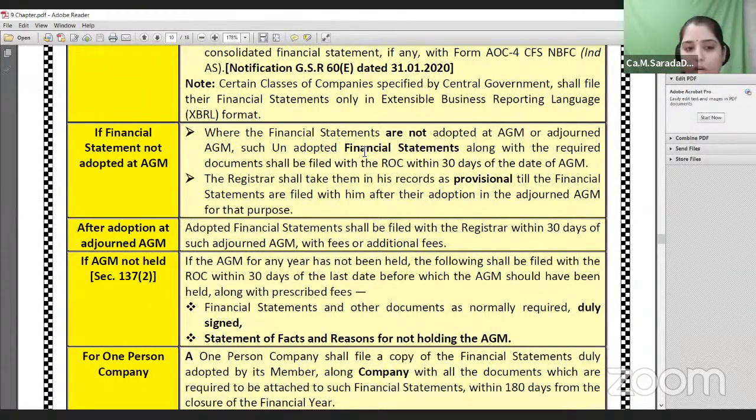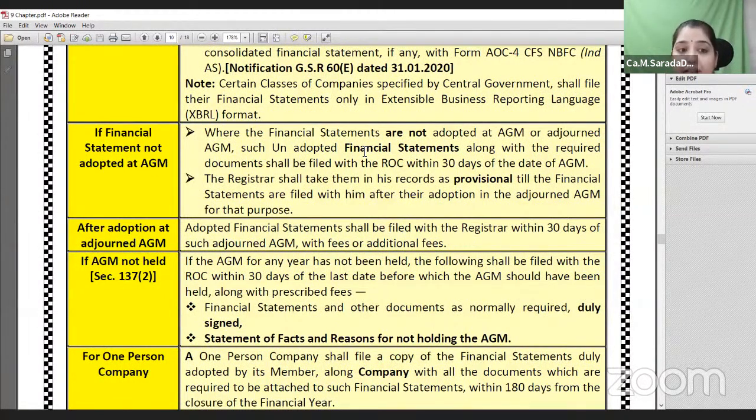So this is one more important point which I am telling here. Suppose the company could not adopt the financial statements in the AGM. In such cases, the company should file provisional financial statements with the ROC after the date of the original AGM. Then the meeting is adjourned for the purpose of adoption, and in the adjourned meeting, they adopt the audited financial statements. In such cases, the company should file the adopted financial statements with the ROC within 30 days from the date of the AGM. Okay, so these are the important points which you need to keep in mind.